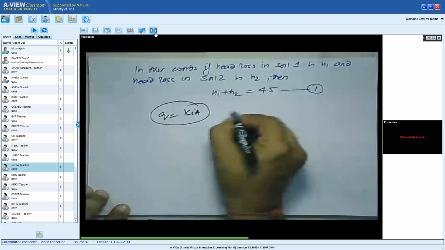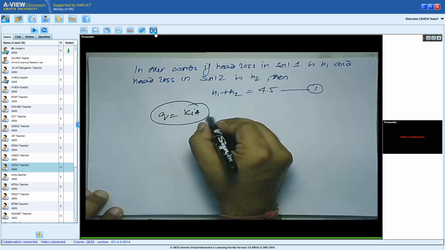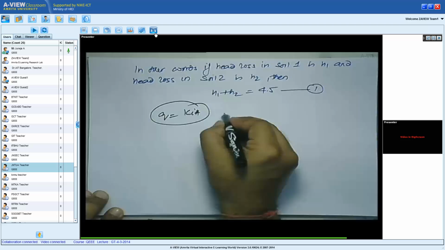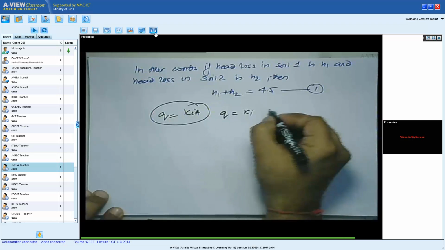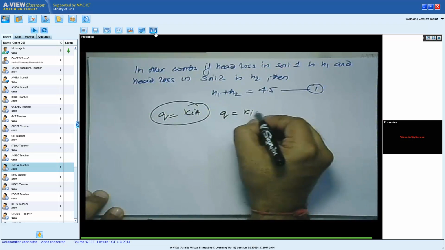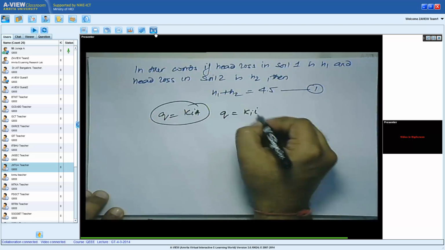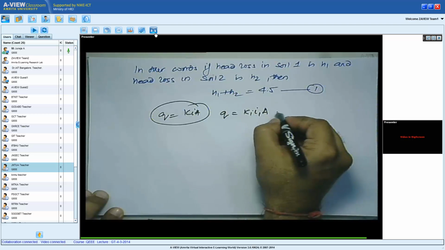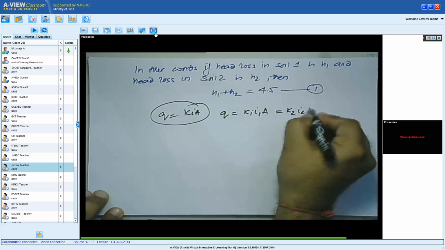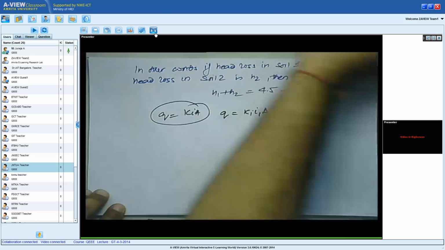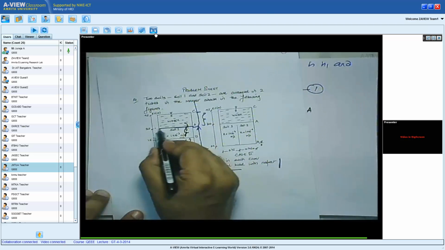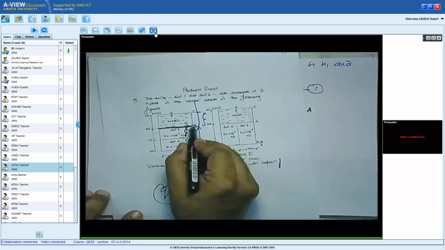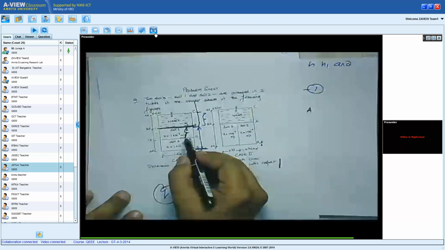So can I say Q from soil 1 should be the same as Q from soil 2? Okay, so can I say Q equals K1, that's the soil permeability of 1, I1, that's the hydraulic gradient of 1, and A, equals K2 I2 A. Remember, A in both cases is the same, because this area would mean this dimension times the dimension which comes out and hits you.